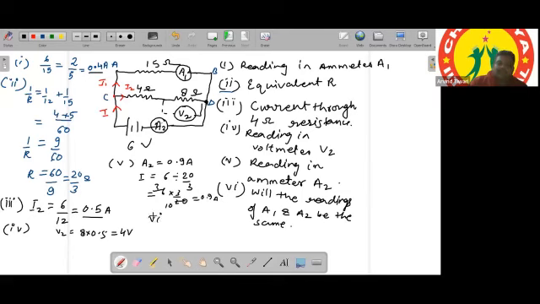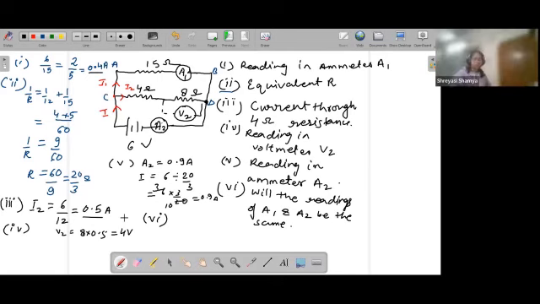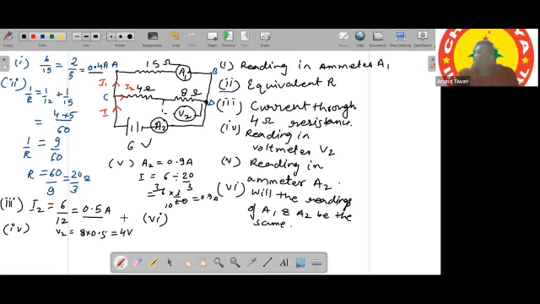Now the last one, sixth part. Will the ammeter A2 and A1 show the same readings? No, they will not show the same reading. They will show different readings. A1 will show a reading of 0.4 ampere and A2 will show a reading of 0.9 ampere.